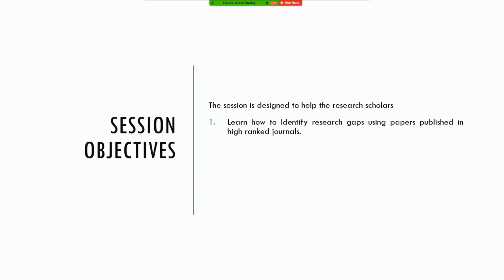Now, what are the objectives of this session? The session is designed to help research scholars learn how to identify research gaps using papers published in high-ranked journals, and store necessary information for writing an introduction.